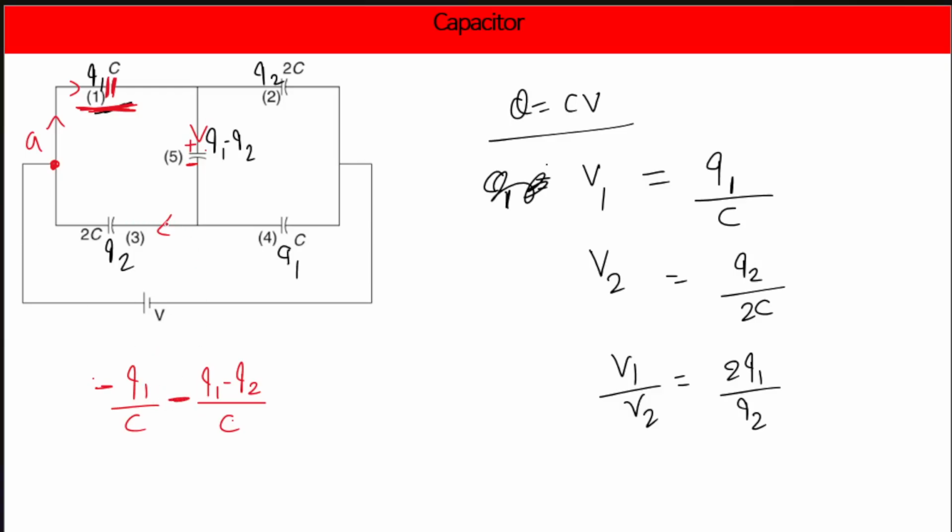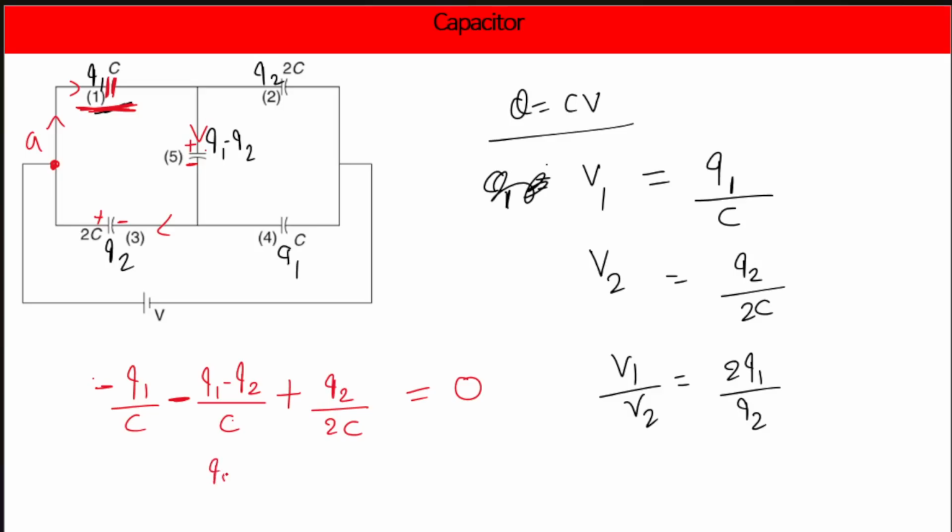Okay. And then when we are coming back here, this is the positive plate, this is negative. We are moving from lower potential to higher potential. So basically we are gaining potential. We will say here plus, and this will be equal to how much? Q2 divided by 2C. Okay. And we know that the sum of potential drops in a closed loop is going to be 0. So let us equate it to 0.